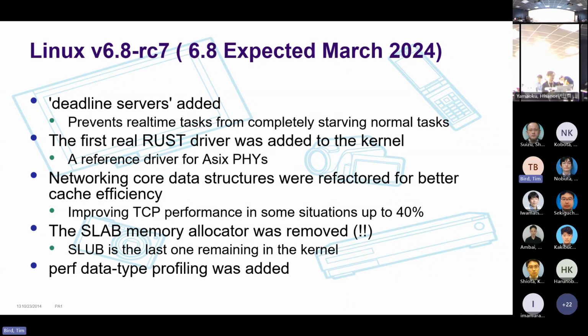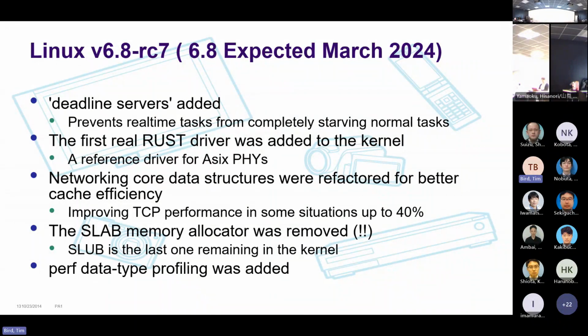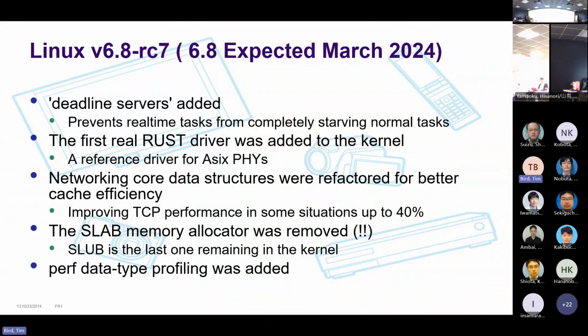So a couple of things in this release: something called deadline servers has been added. And this prevents real-time tasks from completely starving normal tasks. I actually have a slide on this. I'll talk about it. The first real Rust driver was added to the kernel. So if you're aware, people have been working to support the Rust language so that people can write code for the Linux kernel in Rust as well as in C. And there was a reference driver that was added. And this is the first example of real, functional, useful code in the kernel. And I'm going to talk about that a little bit more later when I talk about languages.